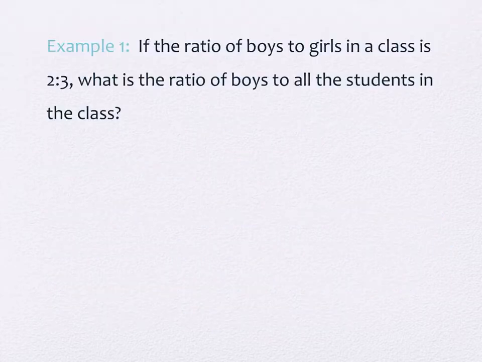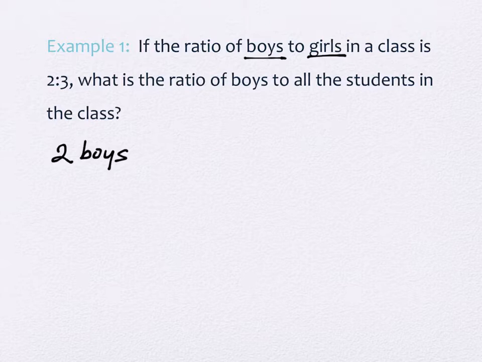So to start with, if we were looking at a class, the ratio of boys to girls, we're told, is 2 to 3. And what we'd like to be able to do is to use that information to reconstruct what is the ratio of the boys to all the students. So when I think about this in terms of language, I have 2, and we do it in order, right? It says boys to girls. So the 2 represents the boys compared to every 3 girls.